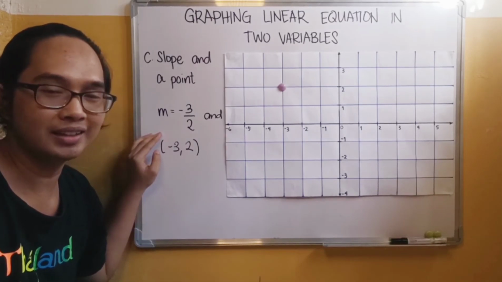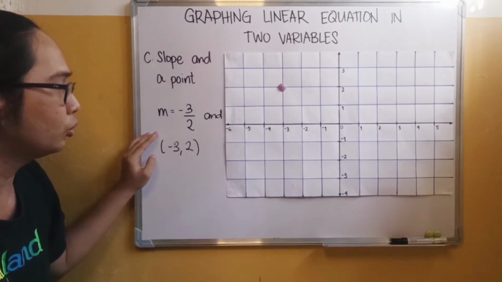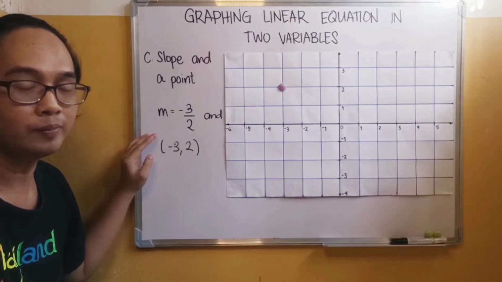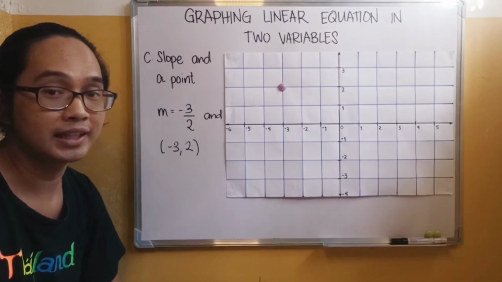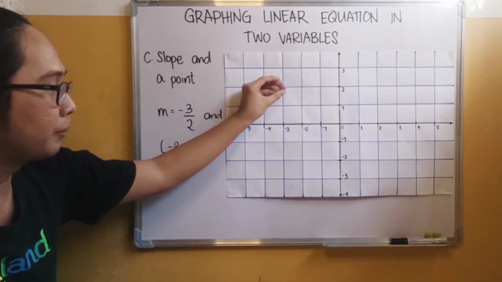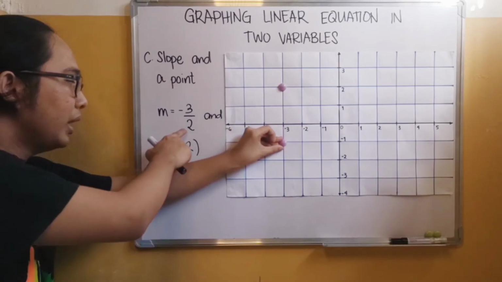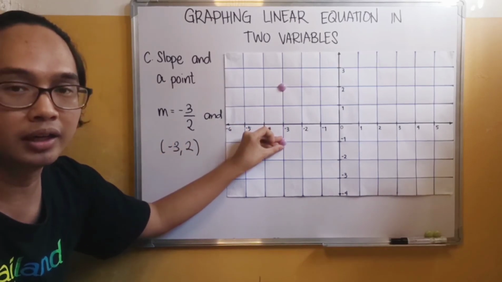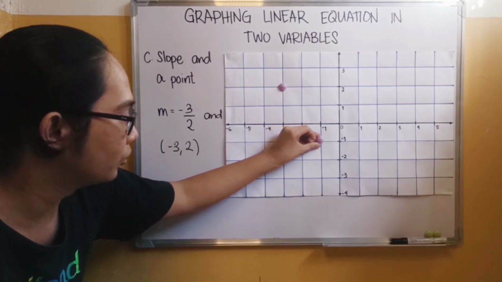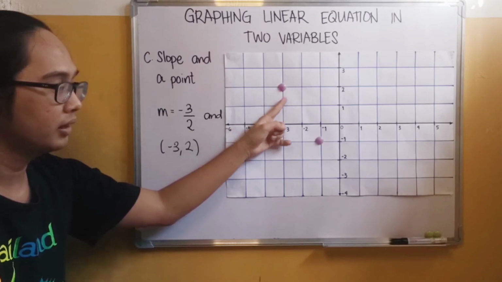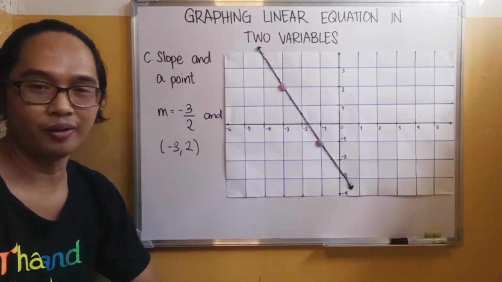Remember the formula, that is rise over run. We have here negative 3 over 2. If it is negative 3 over 2, our rise is negative 3, so we are going to have 3 units downward. So starting from our point, 3 units downward, 1, 2, 3. And then we have here positive 2 for our run, and that is 2 units to the right. 1, 2. And afterwards, let's connect the 2 points using a straight line. And this is the graph of our given.